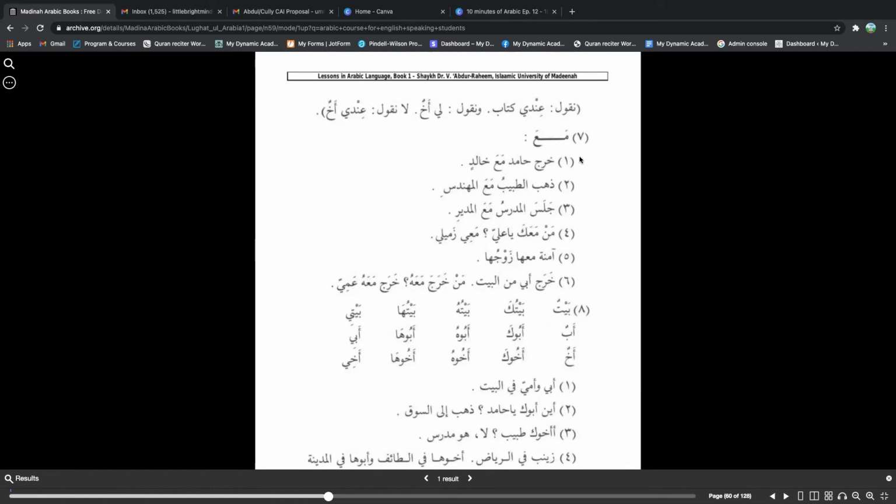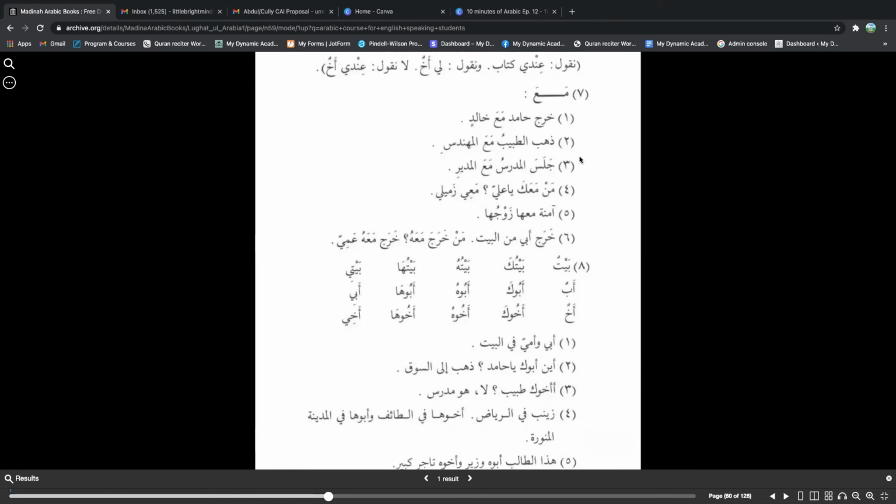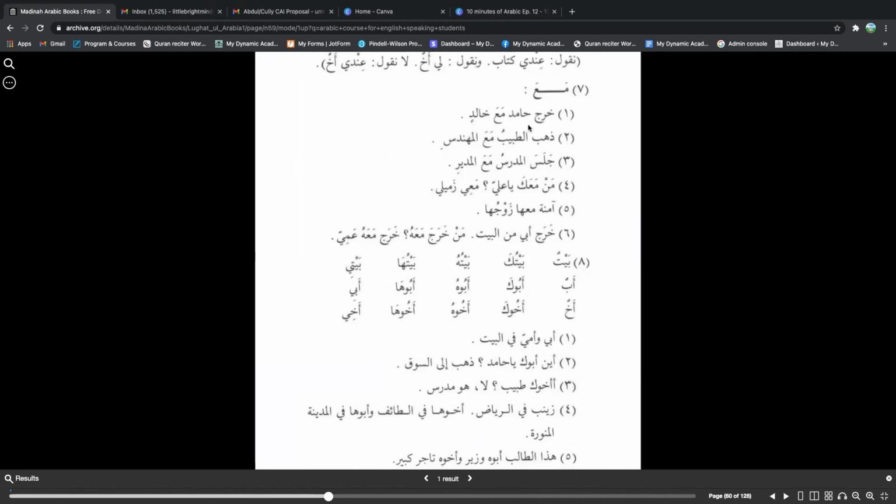So now we're moving on to ma'a. Ma'a means with. So: kharaja hamidun ma'a khalidin. Hamidun, he went out. Kharaja means he went out. Ma'a, with Khalidin. So Khalid becomes majroor because of ma'a. Ma'a makes the word after it majroor. He went out with Khalid.